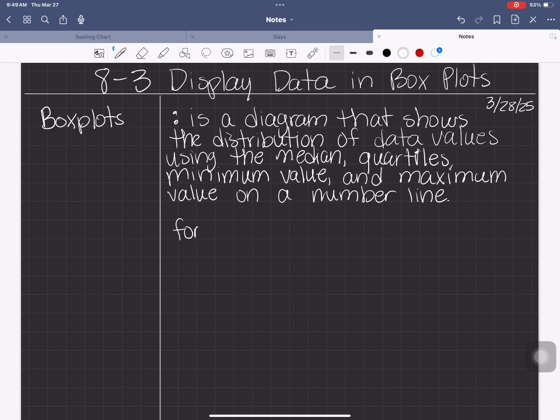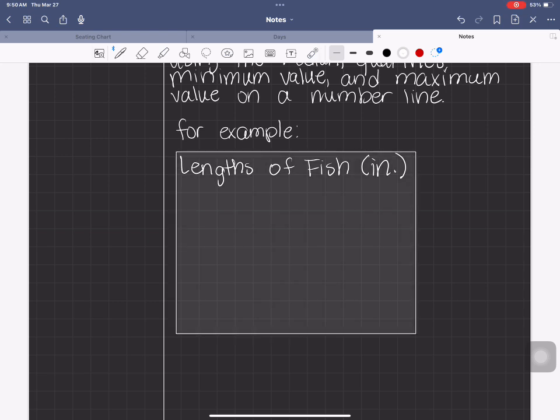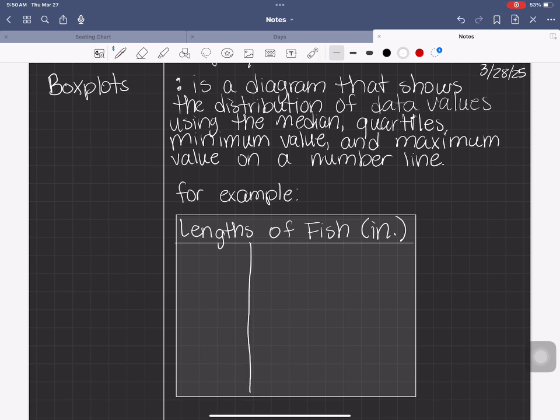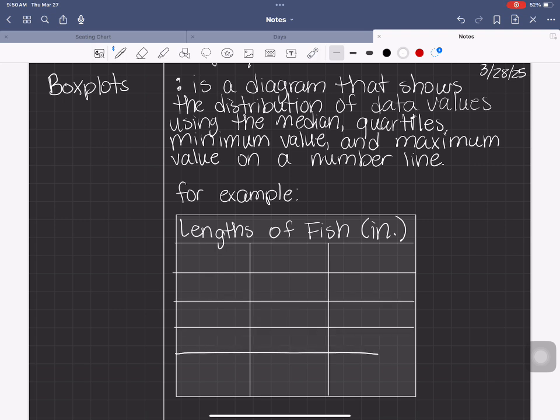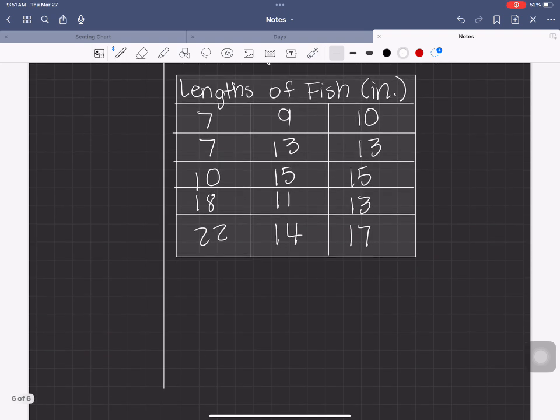Before we do that, I'm going to start off with an example. Yesterday we learned about mean, median, mode, range. We're going to be using that information to start off. So we're going to make a table of lengths of fish in inches. So I have my units there, inches. Let's say Tony went out to fish and he caught a lot of fish. I'm writing down all the different sizes of fish that he caught: 7, 10, 18, 22 inches, 9, 13, 15, 11, 14, 10, 13, 15, 13, 17.